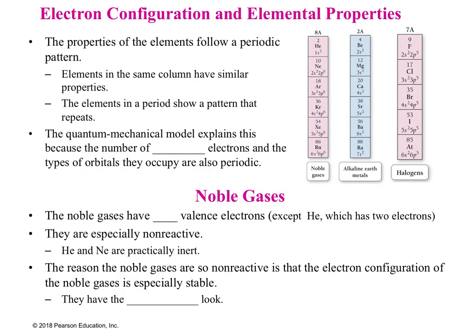So now we're going to start to talk about how electron configurations, and remember, these come from quantum mechanics, right, where you're talking about energy levels and orbitals.